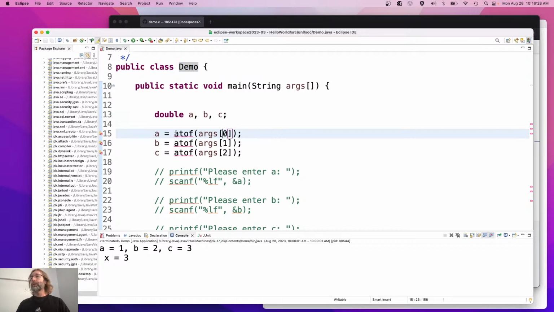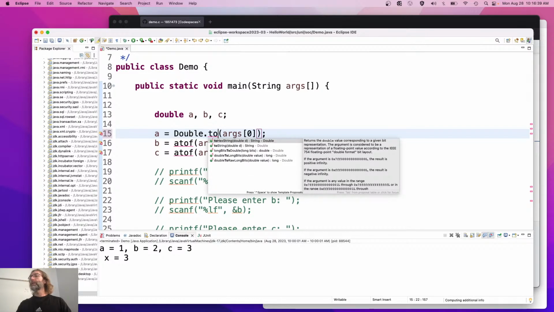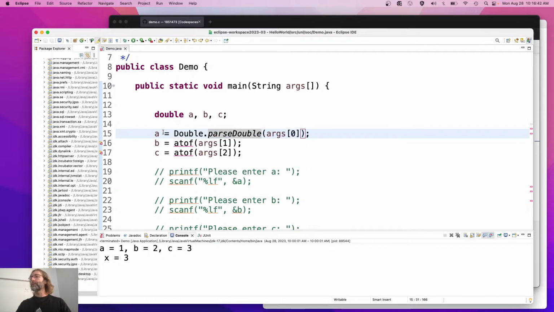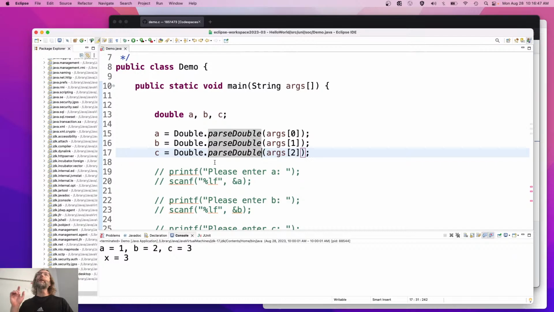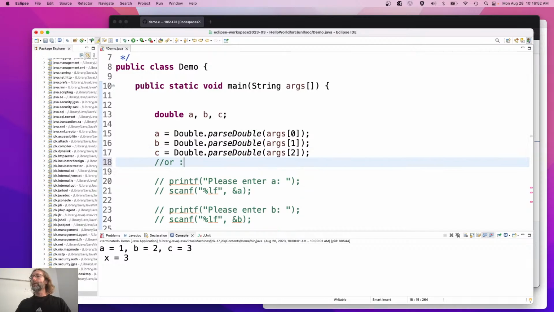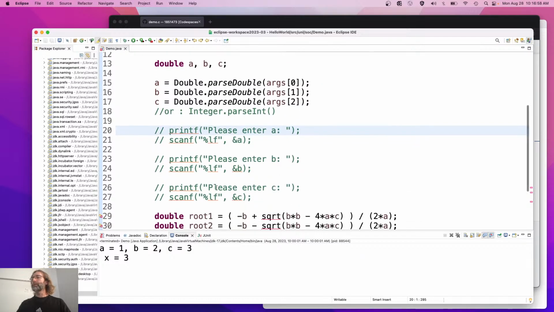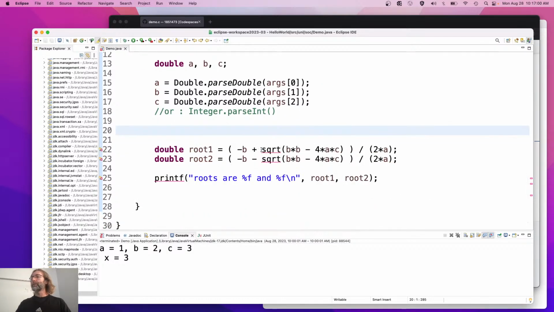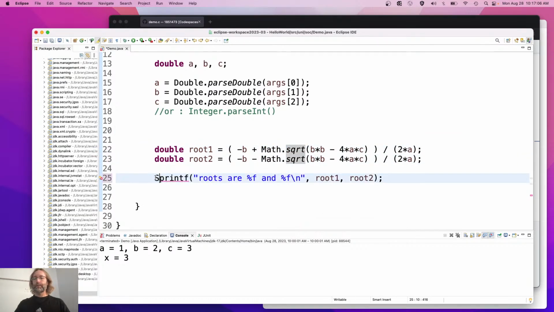That's another difference. You cannot convert using atoi or atof. Instead, what do you use? Double dot parseDouble. If you were using an integer, it would be Integer dot parseInt. So I'll put that in. Get rid of all this stuff. The only other difference here is Math dot and Math dot, and System.out.printf.